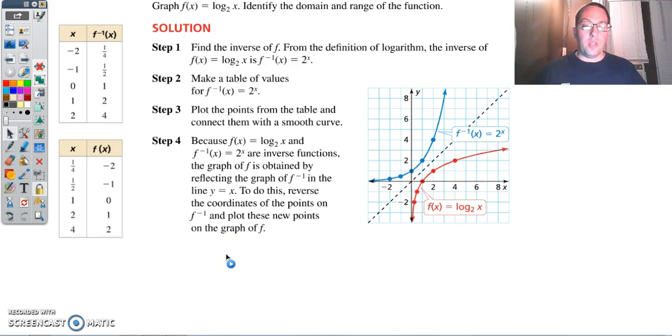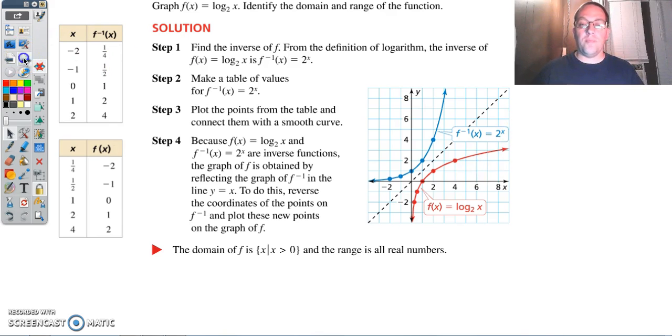All right. Now, looking at this red logarithmic function, we see that the domain is all x's such that x is greater than 0, because we just want stuff to the right of the y-axis. But the range is all real numbers, because it's going to go down to negative infinity. It's going to go up to positive infinity.